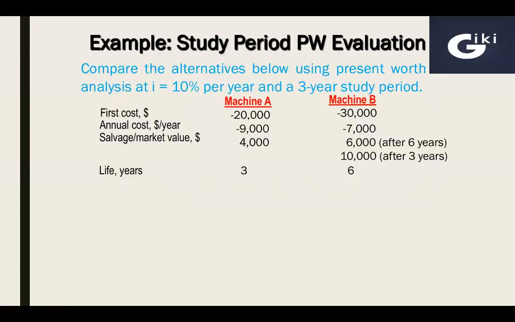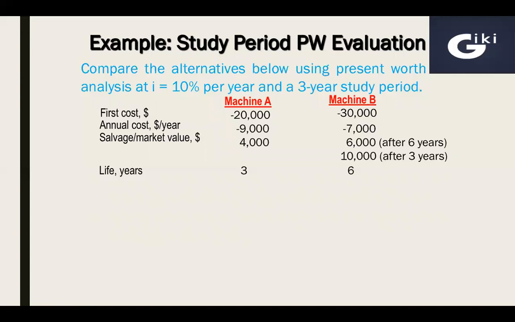So here is an example. We have to compare the alternatives below using present worth analysis at an interest rate of 10% per year and a 3-year study period. This is the same example that we discussed earlier, but here we'll use a study period rather than LCM. So the study period here is 3 years, and the initial costs of the two machines are $20,000 and $30,000 respectively. Annual operating expenditures are $9,000 and $7,000.